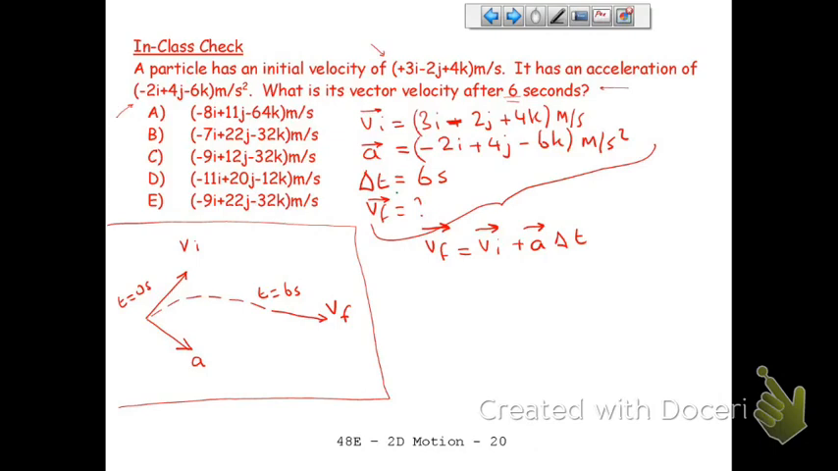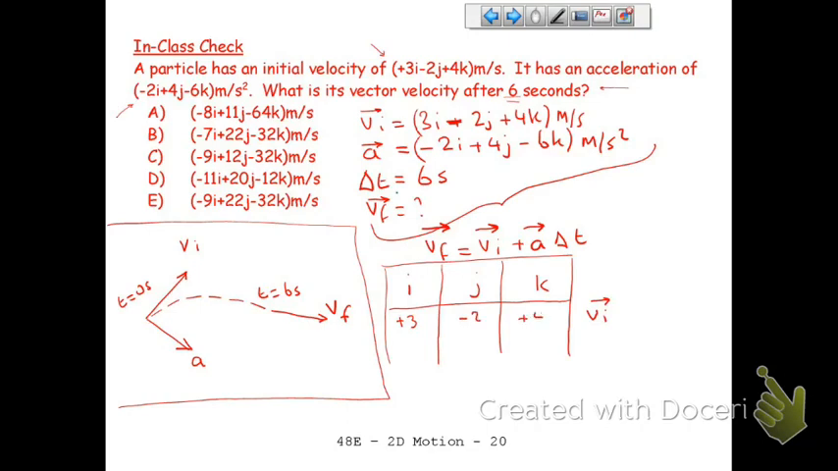I want to find Vf, so I just need a layout now. So I like to have the layout as a grid. It just means that there's not numbers floating around. I hate numbers to be floating around. And then I say, well, okay, the first thing I want is Vi, so let's just write down Vi. So I look at my list and I go, well, that's 3, and that's minus 2, and that's plus 4. And then the next thing I want is a delta t. A delta t. And, you know, delta t is 6.